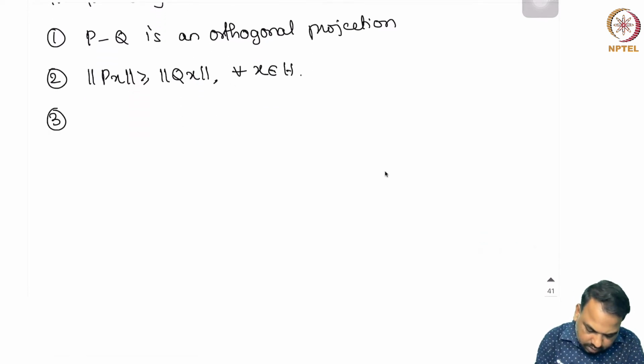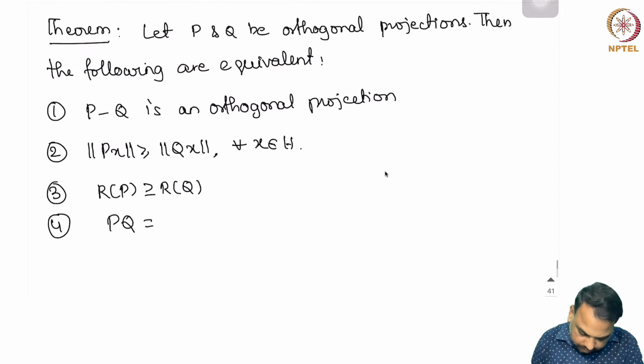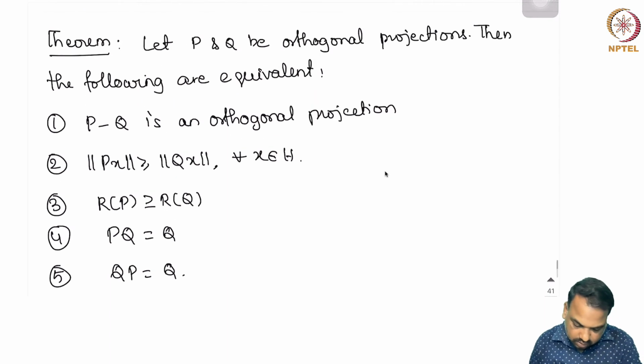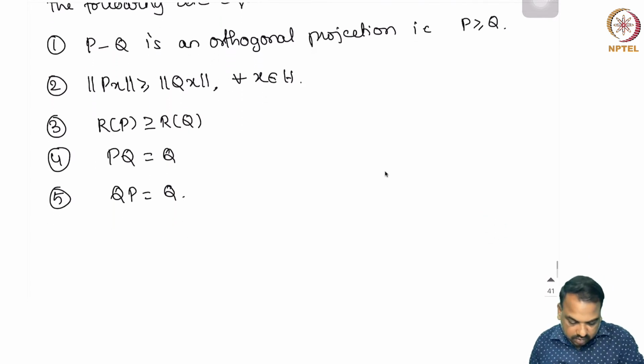Third one is range of P contains range of Q. Fourth, if you look at the product of projections PQ, then you will get the smaller projection Q. Here smaller means range of Q is contained in range of P. And the fifth one, QP equal to Q. So here we can say that P is bigger than or equal to Q, because P minus Q is an orthogonal projection, means it is positive, hence P is bigger than or equal to Q.